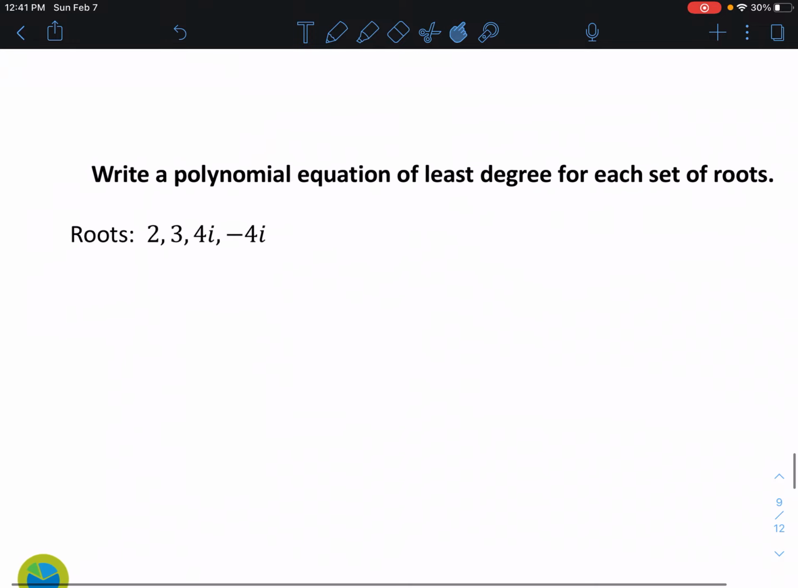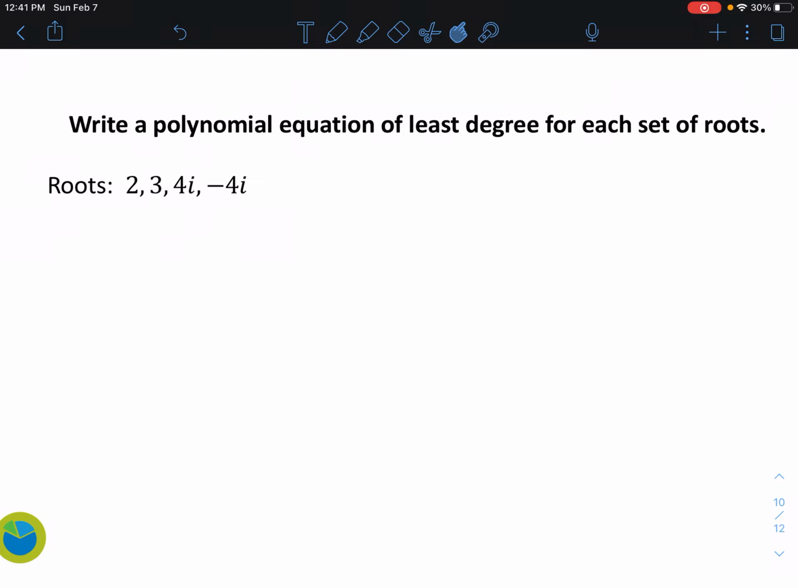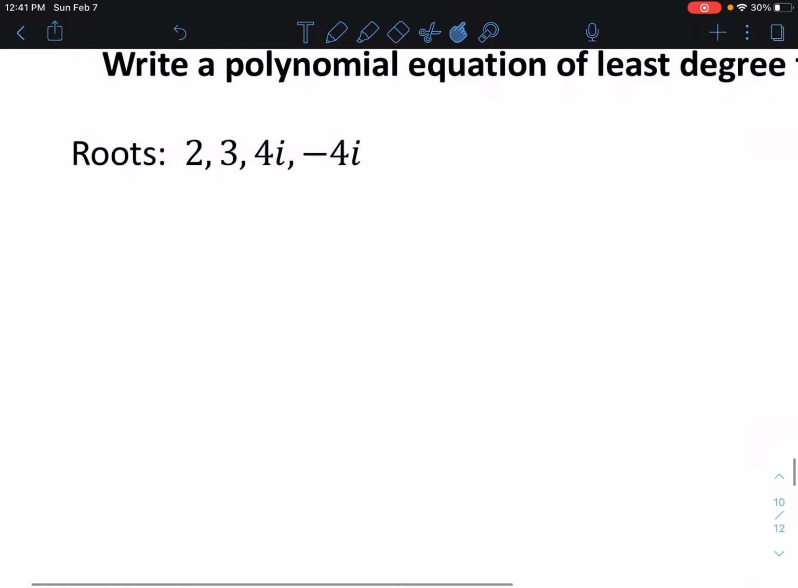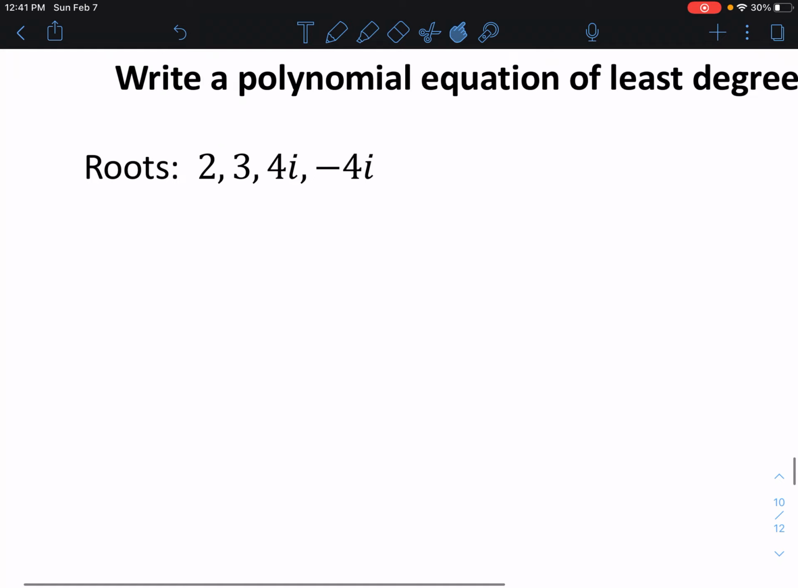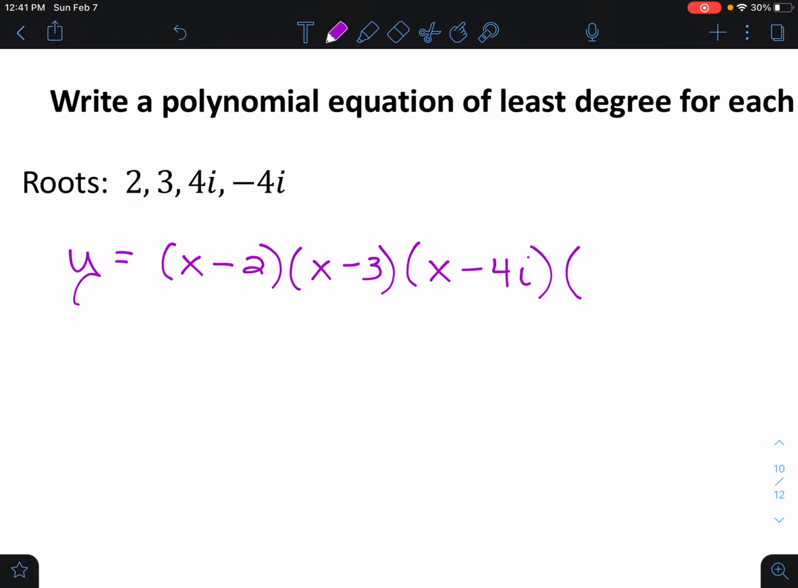So write a polynomial equation of least degree for each set of roots. Okay? So if the roots are 2, 3, 4i, and -4i, y equals, I'm going to write, if 2 is a root, then I would write x minus 2, because if I put this in here, I should get 0, right, for it to be a root. If 3 is a root, then I'm going to write x minus 3. If 4i is a root, I'm going to write x minus 4i. If -4i is a root, then I'm going to write x plus 4i, the opposite.